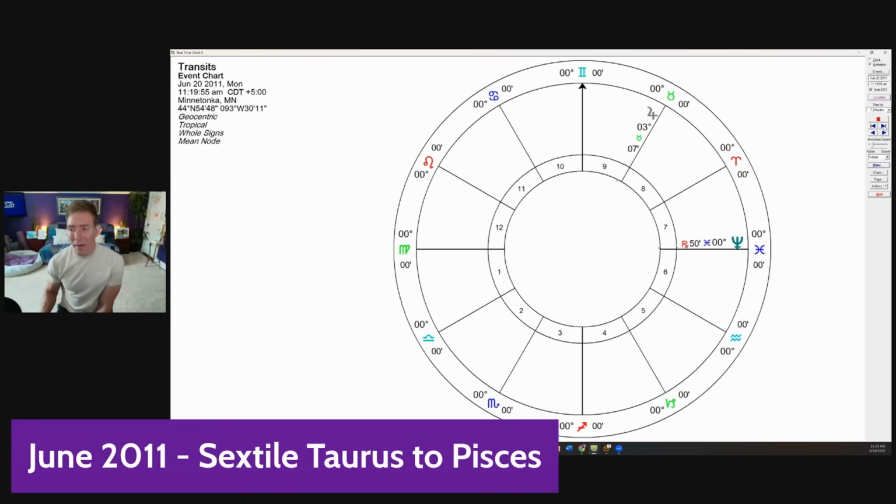So when we look at the sextile from these two planets, the first sextile really between these two planets occurs in June of 2011. We see a sextile from Taurus to Neptune, Jupiter in Taurus and Neptune in Pisces. So the sextile is from Taurus to Pisces. Now, under a sextile, typically what's happening is a next stage of unfolding.